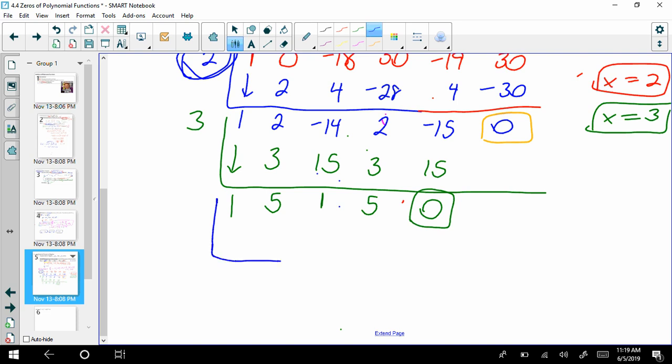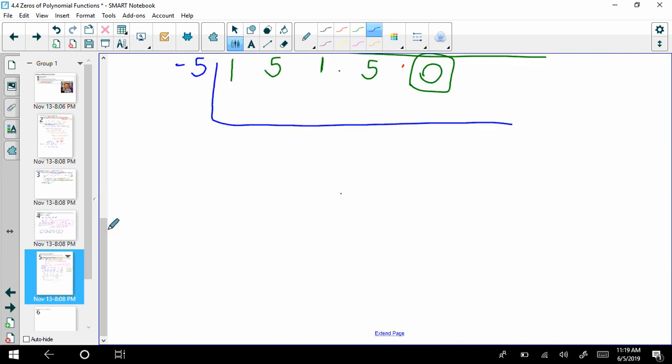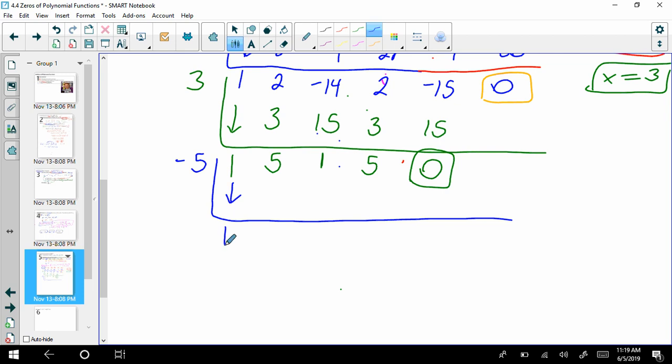Let's go again. I'm going to tell you, just because I already know this and to save time, let's try -5. Don't forget when you check these, try the negatives as well. Don't forget that the negative versions are options. So bring first guy down, multiply, add, multiply, add, multiply, add. Ding, ding, ding, I got a remainder of 0 out, so -5 is an answer.